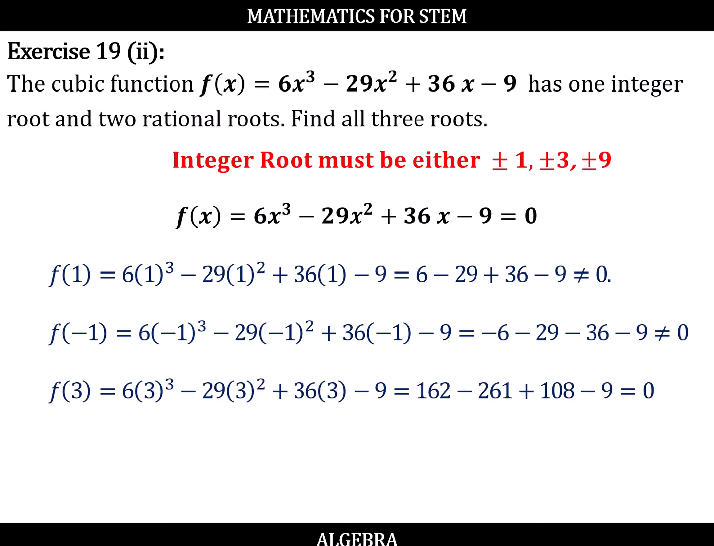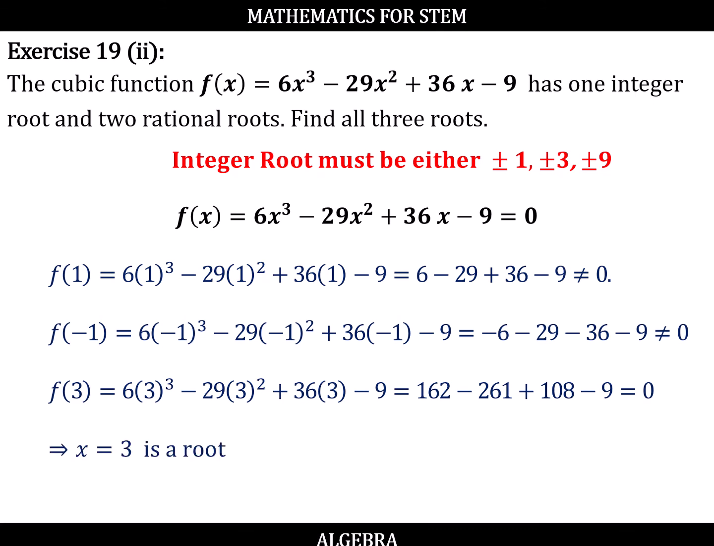3 by 3 is 9, by 3 is 27, and 27 by 6 is 162. 3 squared is 9, 9 by 29 is minus 261. 3 times 36 is plus 108, and we have the minus 9 at the end. Now if we add the two plus numbers, 162 plus 108, they add to 270. If we add the two minus numbers, minus 261 minus 9, that's minus 270. Plus 270 minus 270 does equal 0. So this means that x equals 3 is our root.